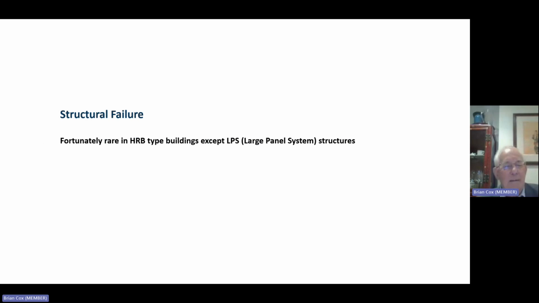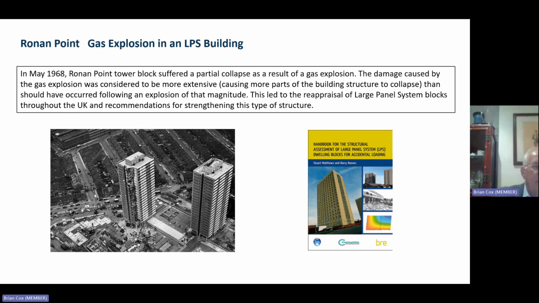So structural failure is very rare in high-rise type buildings, with perhaps the exception of LPS buildings. So I think everybody will be familiar with the Ronan Point incident where the building suffered partial collapse. You can see in the picture there that one corner of the building has virtually all collapsed. This was due to a gas explosion in one flat. The damage caused was much worse than would have been expected.